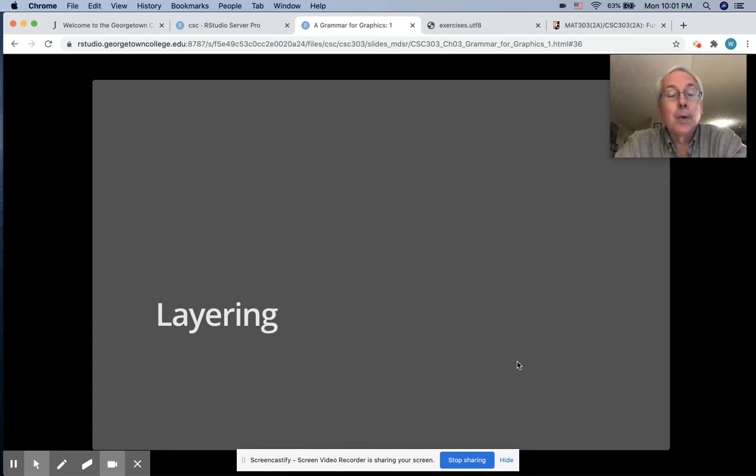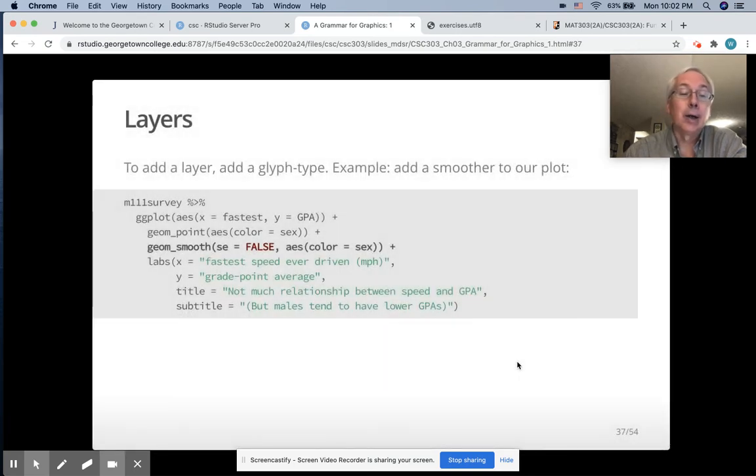And so what we want to do now is explore a couple of other things that we can do with graphics in this video, in the second half of our slideshow. We're going to start off by talking about layering. Layering is simply, we can think of it right now as the addition of more glyphs to our plot. So we're not restricted to having a single glyph in our graphics. And what we are going to introduce for right now is a second glyph called geom_smooth.